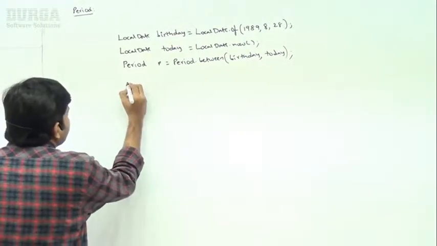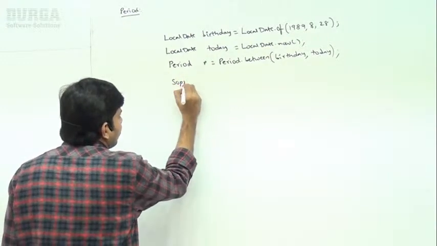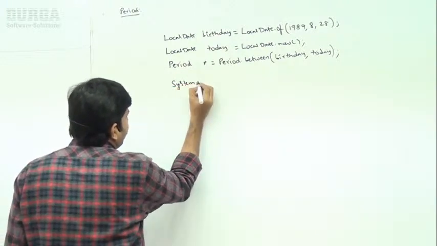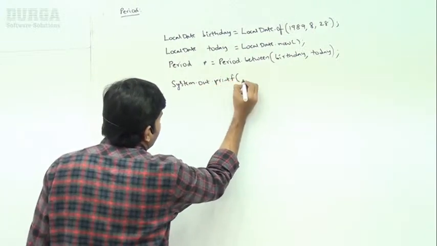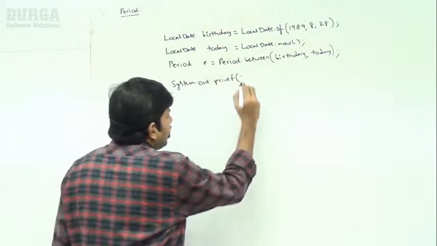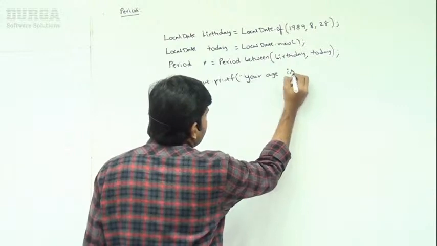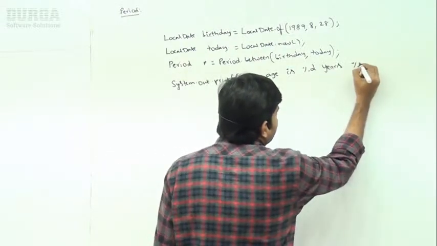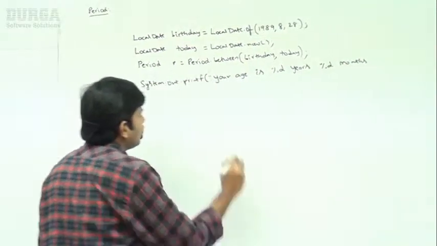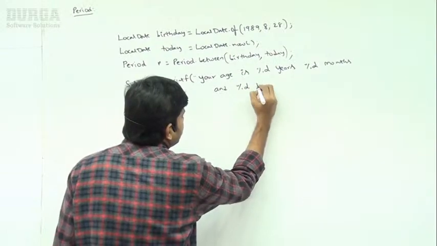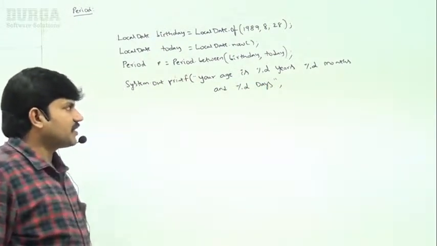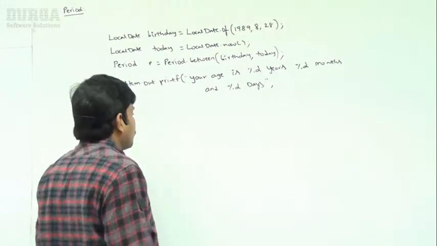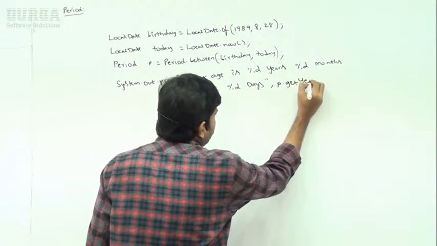Now I want to print using System.out.printf. Are you getting that? What is the method I have to use? System.out.printf. Your age is %d years, next %d months, and %d days. How many percentages are used? First one, second one, third one. The first %d talks about p.getYears.